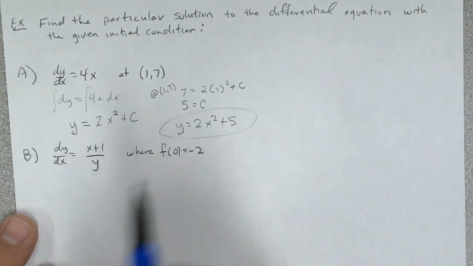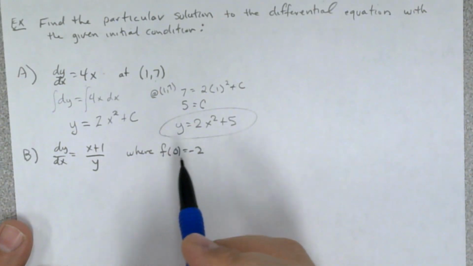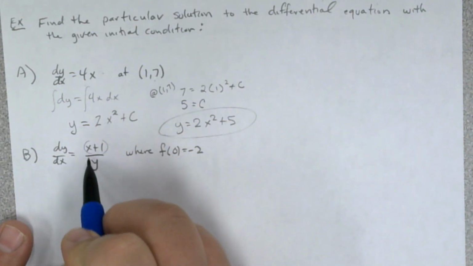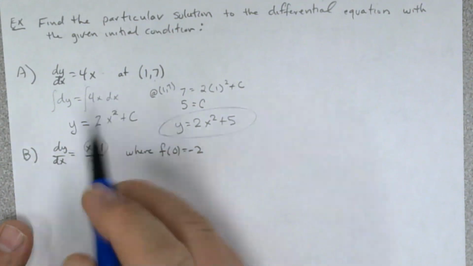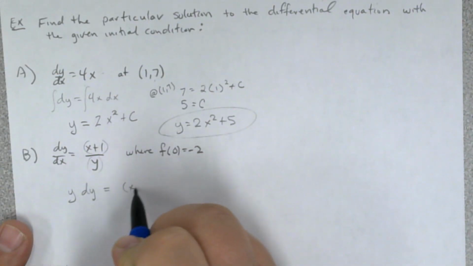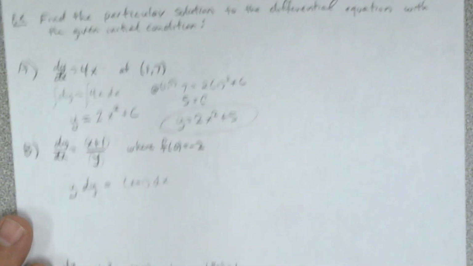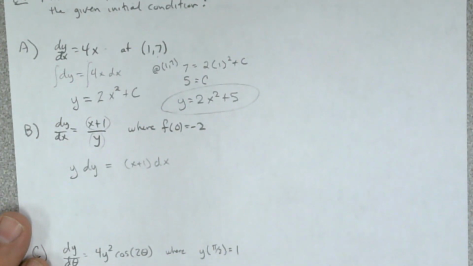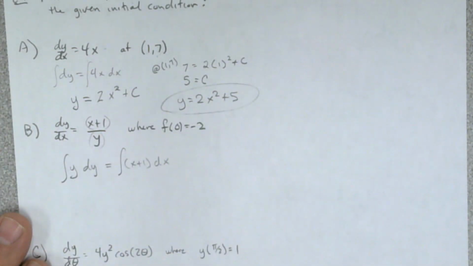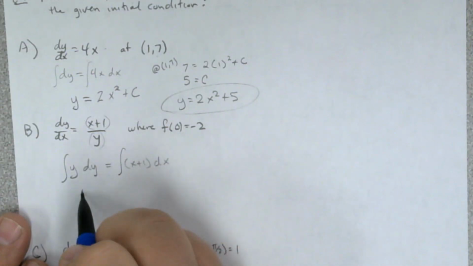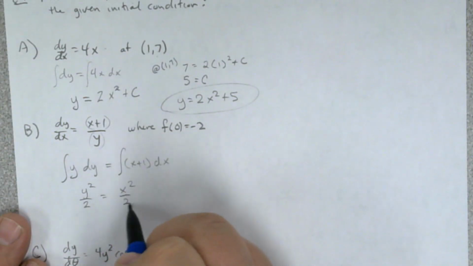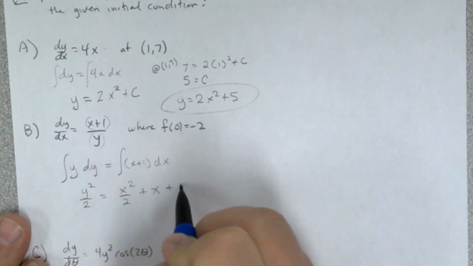So let's take a look at this one. Same concept again. Just going to use a different differential equation. We're going to separate the variables. That's the x stuff. This on the bottom is the y stuff. So in the cross multiplication scheme, I now have y dy equals x plus 1 dx. And so I'm going to integrate both sides of those. This over here is going to become y squared over 2. This over here will be x squared over 2 plus x plus a constant.